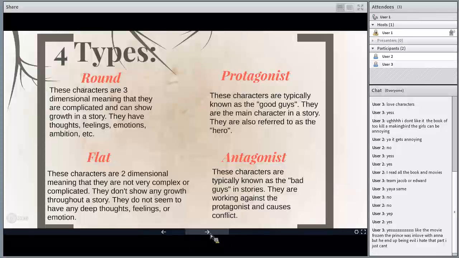So the antagonist is one of the, it's not the main character, but it's an important character, typically known as the bad guy. But again, the antagonist doesn't always have to be bad. It just depends on who the story is being told by. And the main purpose of the antagonist is to cause conflict for the main character. So they're just there to cause problems.